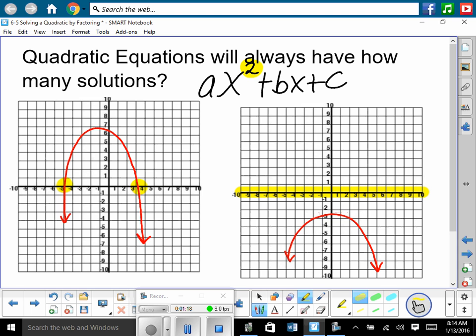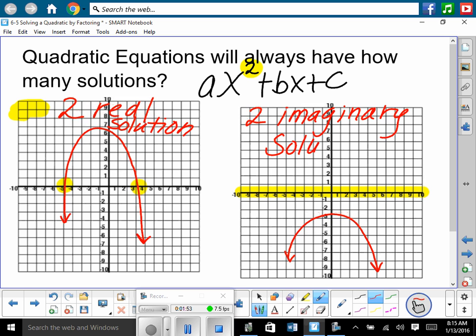So when we have these type of solutions right here, what kind of solutions do we have? We have 2 what kind of solutions? 2 real solutions, because it's crossing the x-axis, and that's the real number line right here. So 2 real solutions. All right, so we learned that if the quadratic does not cross the x-axis, there's no real solutions, but there's still a solution. There's 2 solutions still. What kind of solutions are they? Imaginary. Good, 2 imaginary solutions.